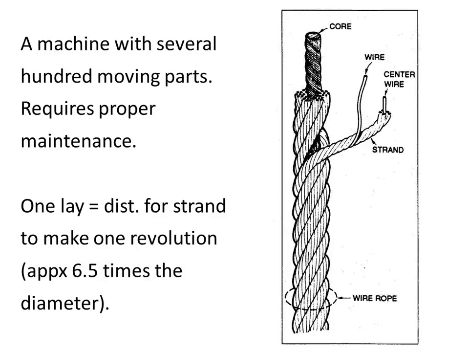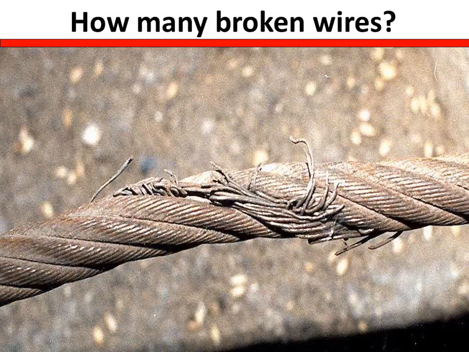One lay is the distance for a strand to make one revolution around the diameter of your wire rope. So it's this strand here making one full revolution. As that's going around, you put your thumb on it and follow that strand one revolution. If you see 10 broken wires in one strand, we'll need to take this out of service. With wire rope, when in doubt, take it out. But the regulations say 10 broken wires in one revolution.